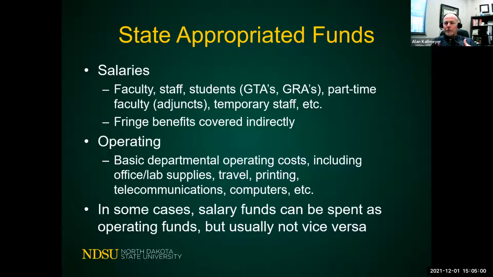So the other side of the appropriated funds is our operating budgets, right? The operating dollars are there to cover your basic operating costs. That could be office supplies, lab supplies, travel, printing, telecommunications, whatever kind of needs you have as a department. They're fairly flexible in how those funds can be used. Those over time, if you're like my department, have tended to be cut. Every time we have a budget cut, it seems like they take a little bit of those operating funds.